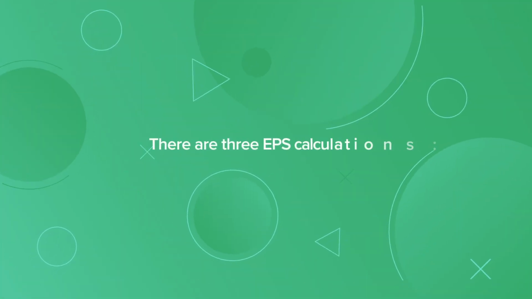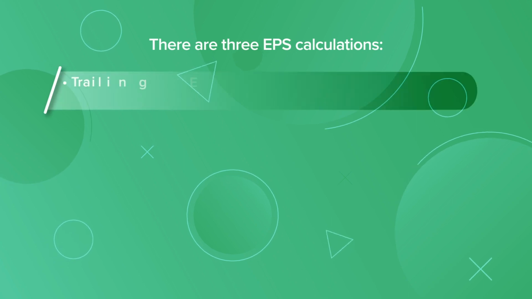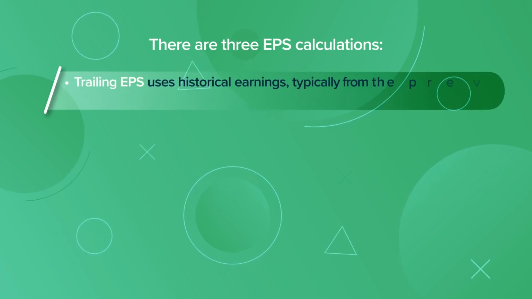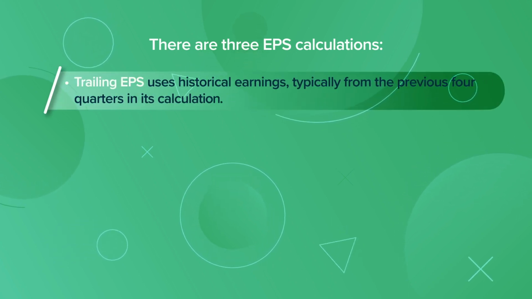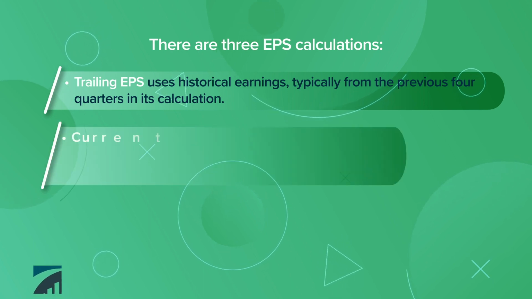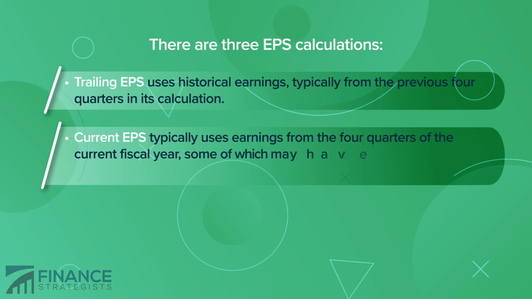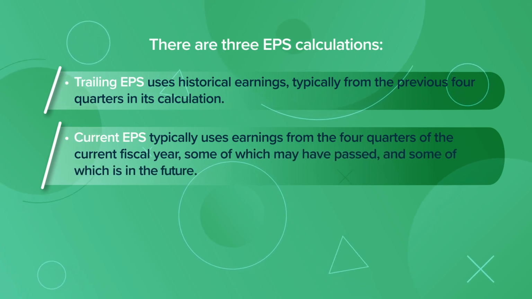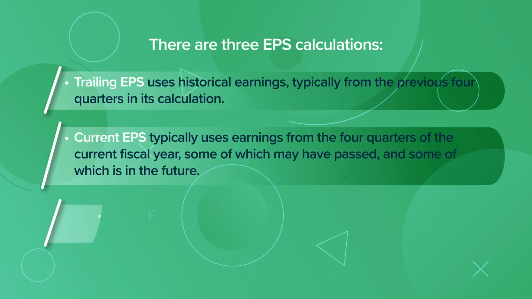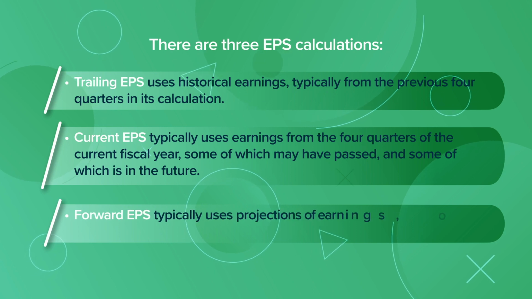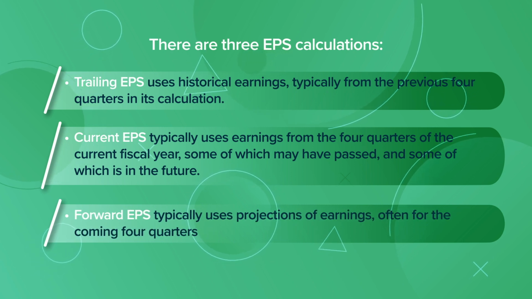There are three EPS calculations. Trailing EPS uses historical earnings, typically from the previous 4 quarters in its calculation. Current EPS typically uses earnings from the 4 quarters of the current fiscal year, some of which may have passed, and some of which is in the future. Forward EPS typically uses projections of earnings, often for the coming 4 quarters.